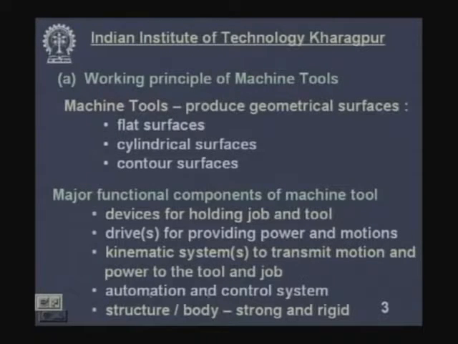Next is the automation and control system. Some machine tools are semi-automatic or automatic, so some automatic features are there, and a control system to control the process parameters: speed, feed, depth of cut, etc. Last, the structure or body of the machine tool, that is a big housing. It remains stationary and it should be strong and rigid.